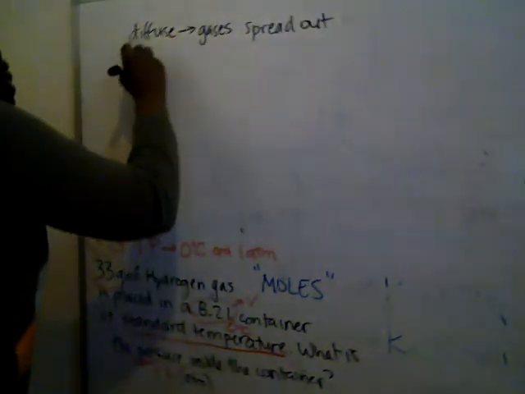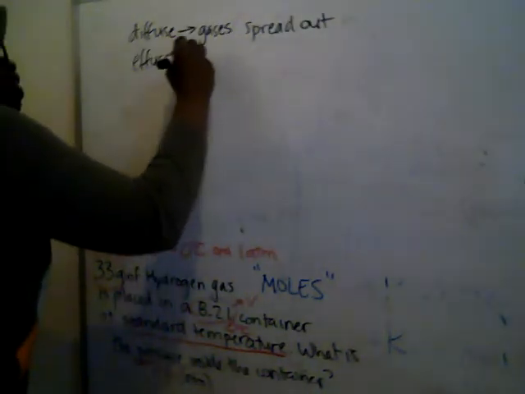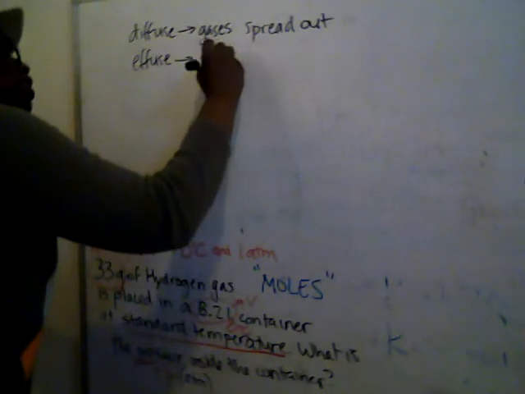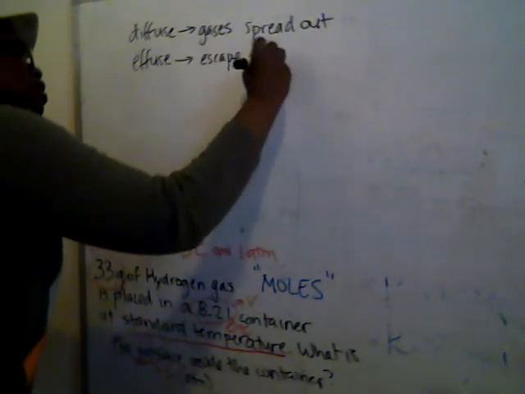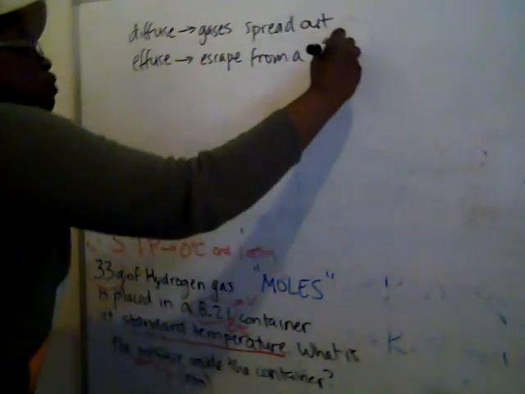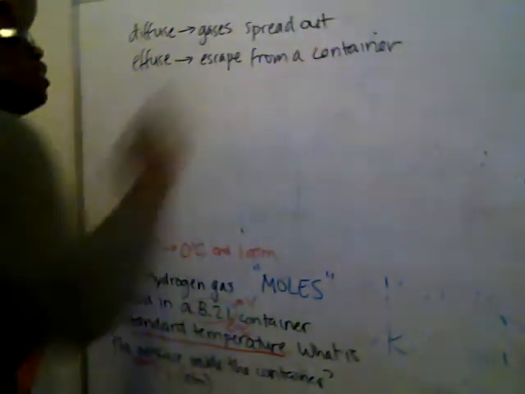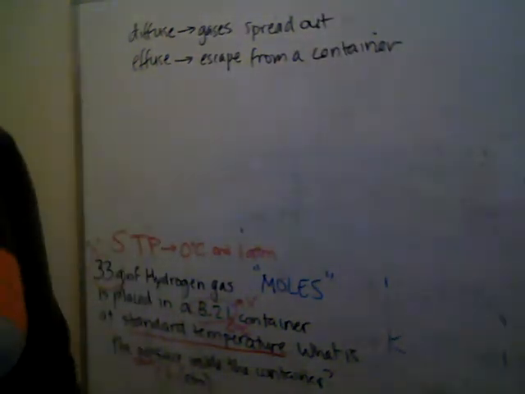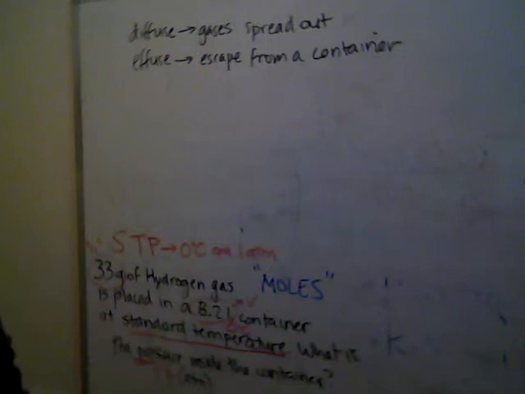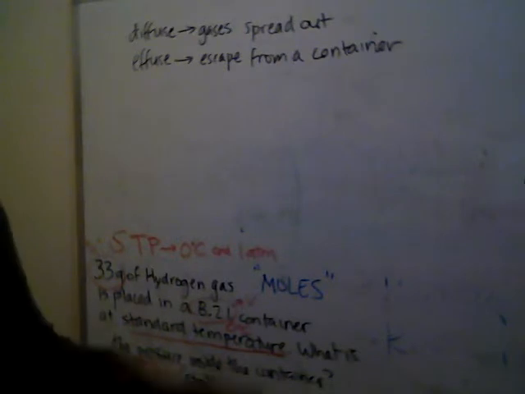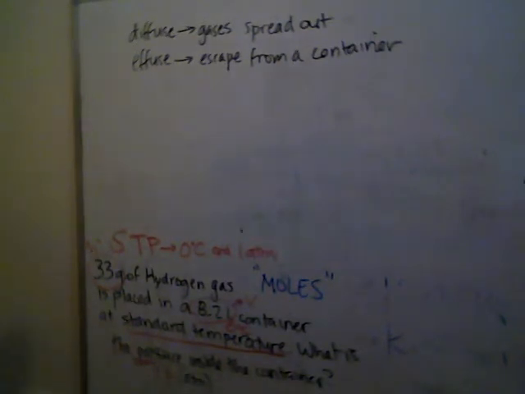Or gases can effuse with an E. That means they can escape a container. So imagine a balloon that has a slight hole in it. The gas particles that leave the balloon, we would say they're effusing out of the balloon. Whereas if we spray a perfume, or if there's a bad smell, we could say that that smell is diffusing or spreading out through the whole room.